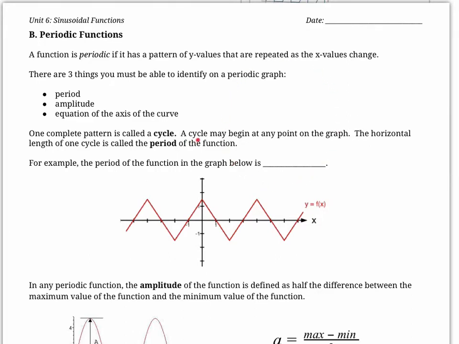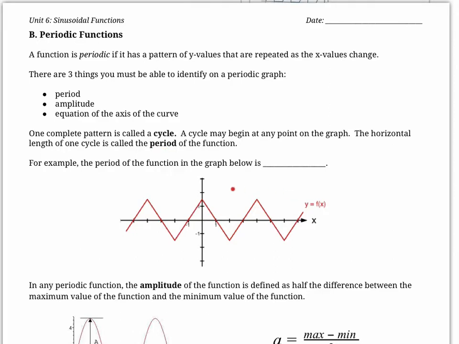A cycle may begin at any point on the graph. So we decided to start at the bottom of the Ferris wheel, but we could have said time started at the quarter mark, and we were marking every time we went around an entire circle from the quarter mark. The horizontal length of one cycle is called the period of the function. So that's what that means. One complete pattern is called the cycle, and it's the smallest pattern that repeats over and over again. And the period is the length of that cycle.